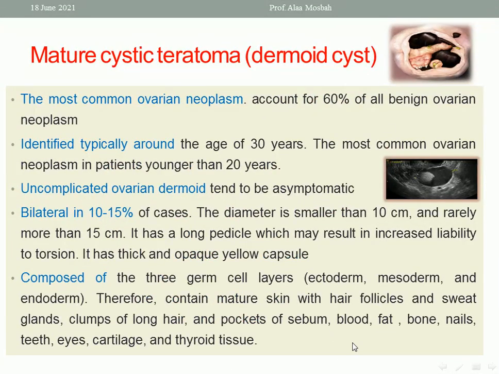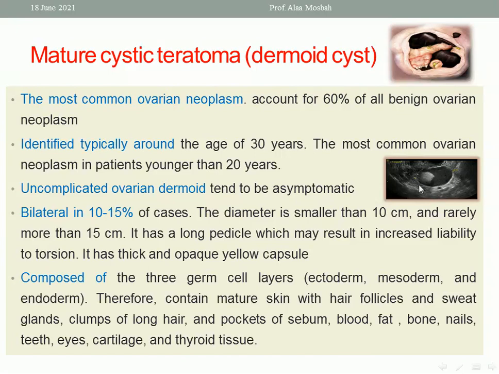Let us go to the mature cystic teratoma, which is a very common neoplasm, and we can say this is the commonest ovarian neoplasm and the commonest benign neoplasm. It accounts for 60% of all benign ovarian neoplasms. Typically around the age of 30, but it is also the commonest ovarian neoplasm in women younger than 20 years. If uncomplicated, it is asymptomatic and discovered usually accidentally by ultrasound, as in this picture. This is a dermoid cyst discovered by transvaginal ultrasound.